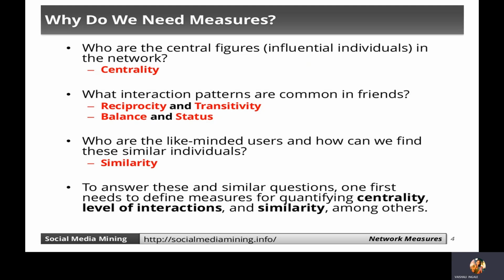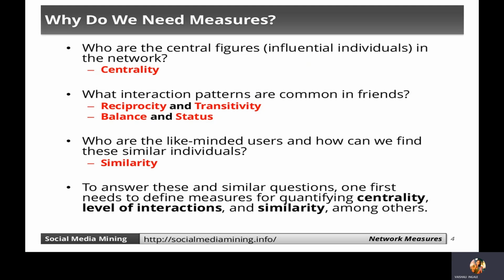So the first thing we require, if we want to find out who is the central figure or the influential individuals in the network, is that we can find it out with the help of centrality. Then the next thing we can find out is what interaction patterns are common between friends, which we can find with the help of reciprocity, transitivity, balance or status. Similarly, if we want to find out how many like-minded users there are, we can find the similarity between the users with the help of similarity.